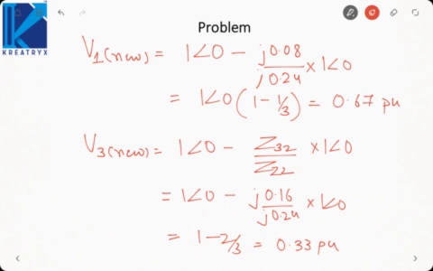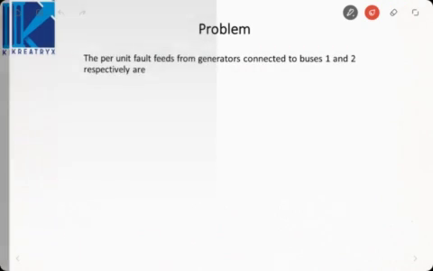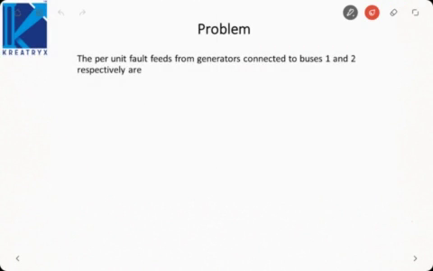Let us move on to the second part of the same problem. It is asking for the per unit fault current fed from the generators connected to bus 1 and 2. So if we wish to calculate I1, it will be E1 minus V1 by jX1. Now we need to find this subtransient reactance of generator 1.